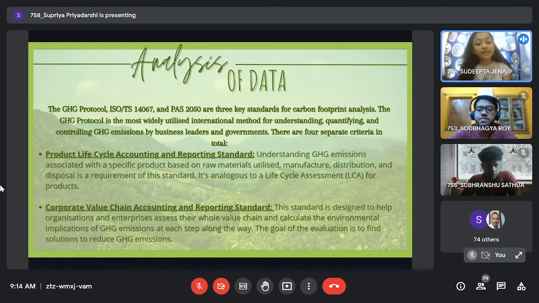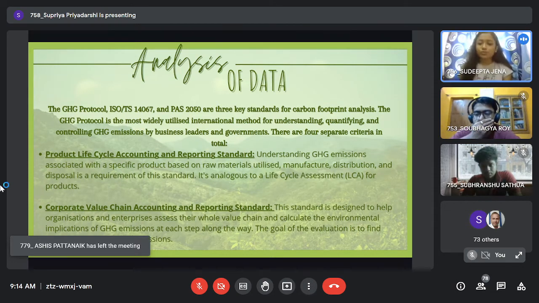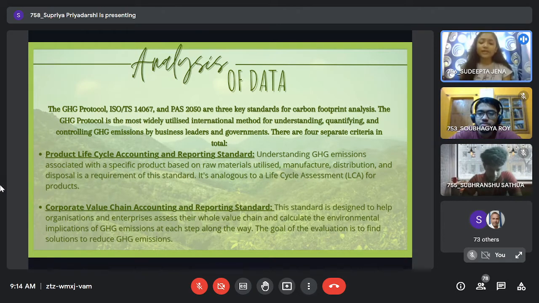First, product life cycle accounting and reporting standard. This standard involves understanding greenhouse gas emissions related to a specific product based on raw materials used, production, distribution, and disposal. It's somewhat akin to product LCA. Second, corporate value chain accounting and reporting standard. This standard is intended for organizations or businesses to evaluate the entire value chain and calculate the environmental impacts of greenhouse gas emissions throughout the chain. The assessment is aimed at identifying possible ways to lessen GHG emissions.